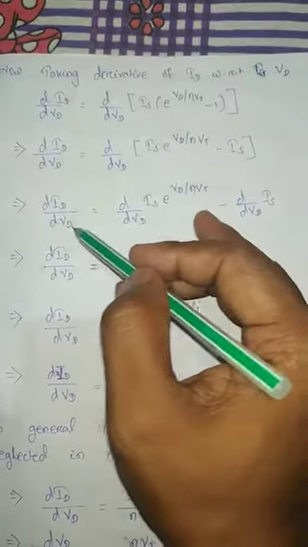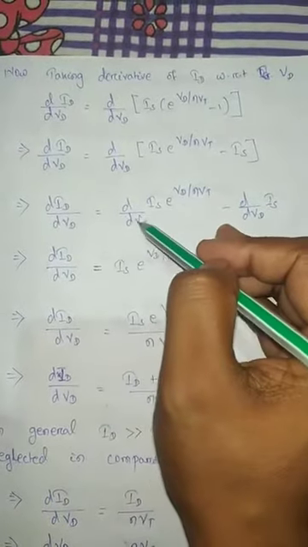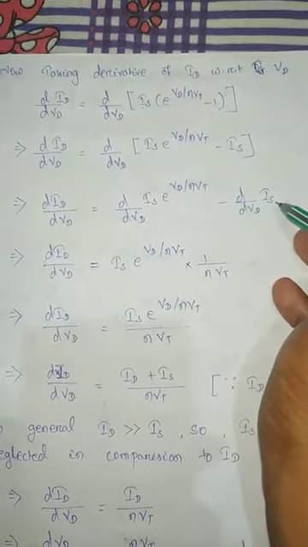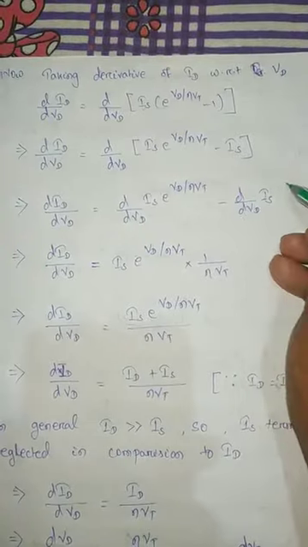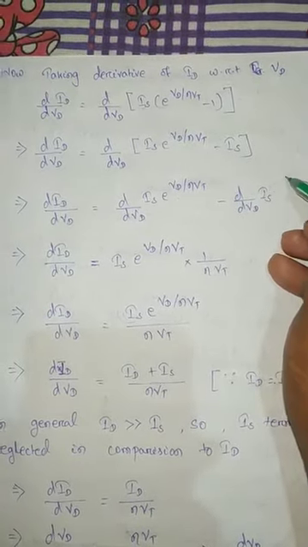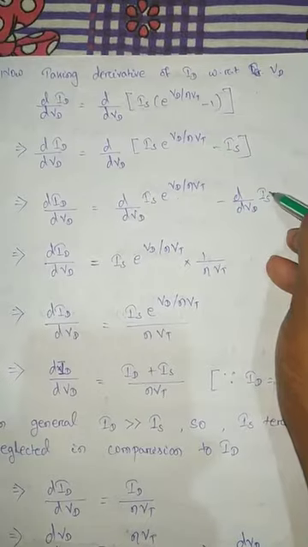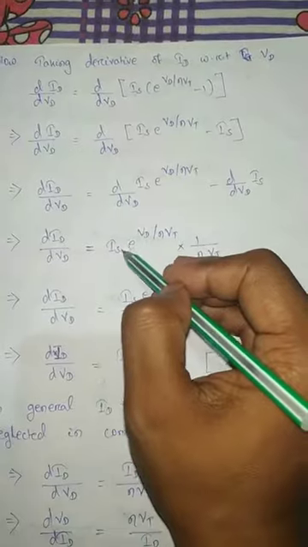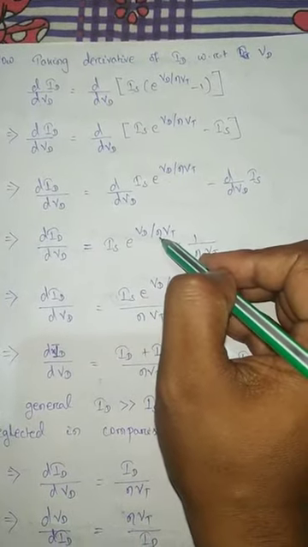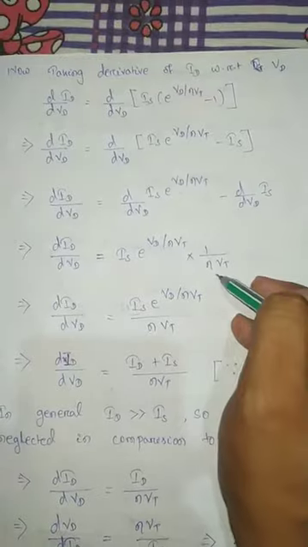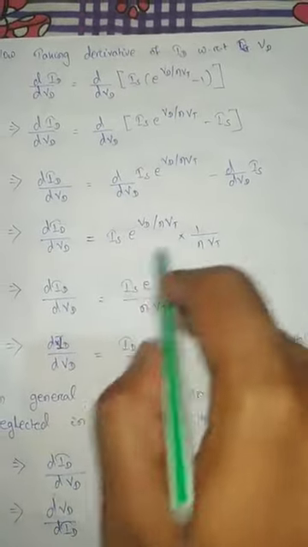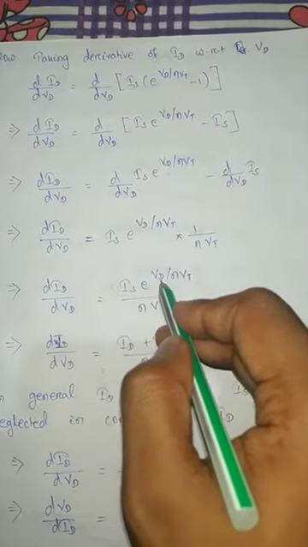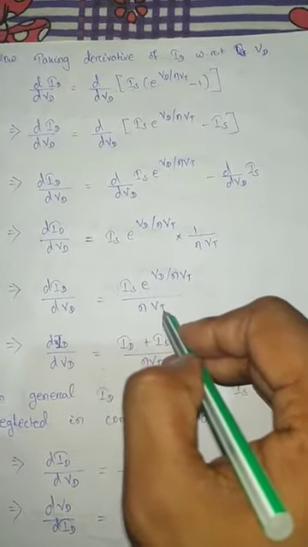Now the equation becomes dId/dVd equal to d/dVd of Is e to the power Vd divided by eta Vt, minus d/dVd of Is. As you know, Is is a constant term, so the derivative of this term will be 0. So dId/dVd equals Is e to the power Vd divided by eta Vt, into 1 by eta Vt. Rearranging the terms, dId/dVd equals Is e to the power Vd divided by eta Vt, divided by eta Vt.